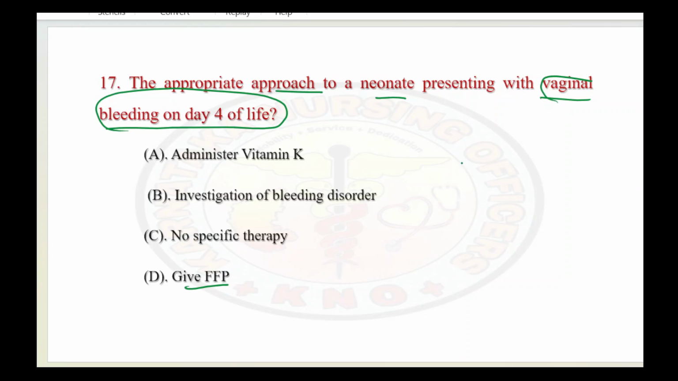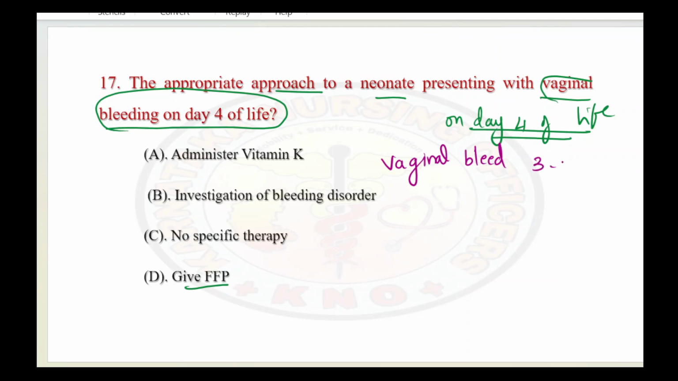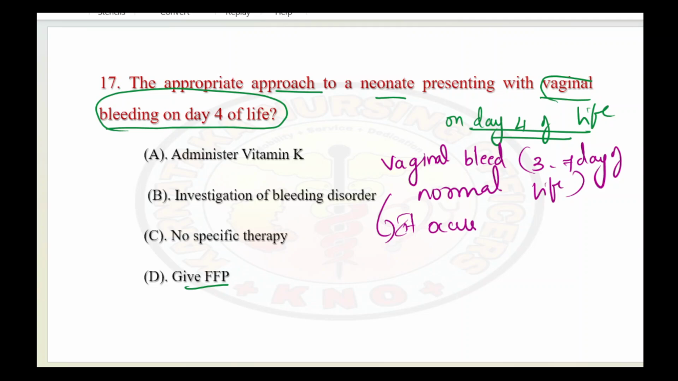Let's see what happens for a neonate at day 4 of life. Especially in a female neonate, usually they have vaginal bleed. It is a normal thing to happen from 3 to 7 days of life. Why it occurs is due to withdrawal of maternal hormones.